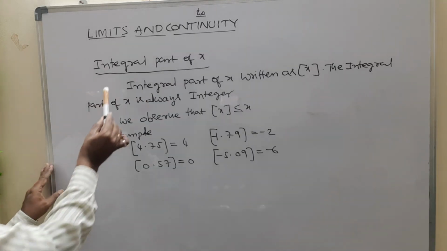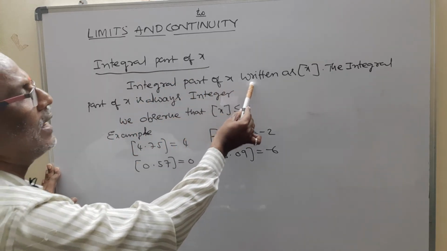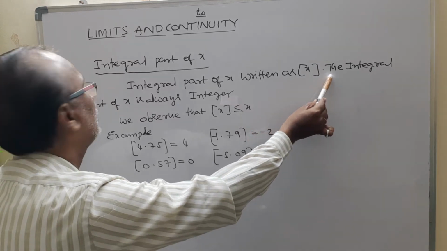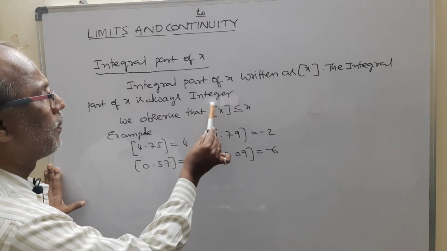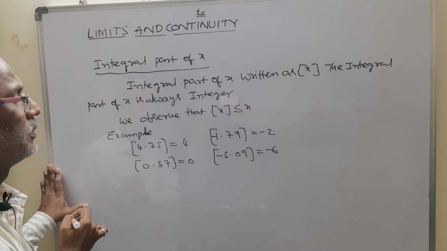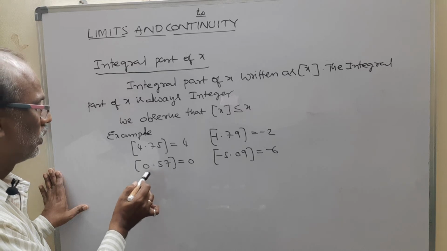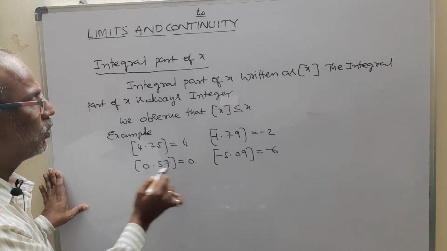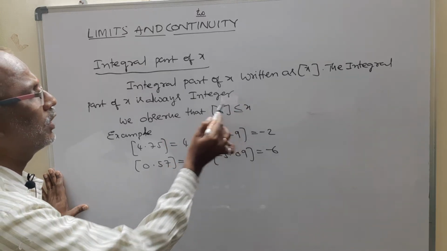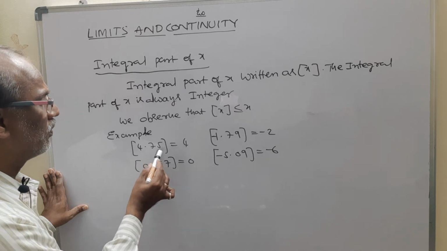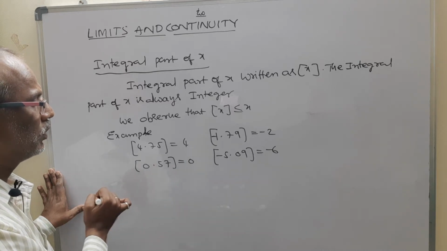Next, let us discuss the integral part of x. The integral part of x is written as box x. The integral part of x is always an integer. It is observed that box x is less than or equal to x. Here are some examples. Box 4.75 equals 4. Box 0.57 equals 0. Here we observe that the integral part of x is less than or equal to x.